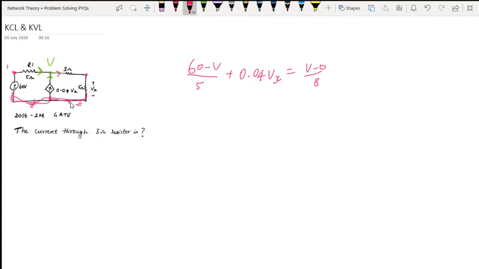So I'm coming till here. So the V minus 0. So total effective resistance from V to 0 is what? 8 ohms. So V minus 0 by 8. Okay, now I've got one equation.